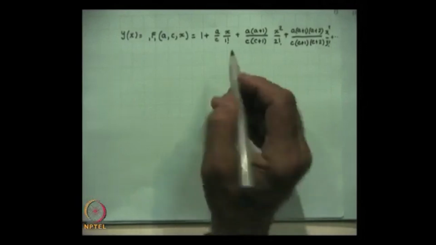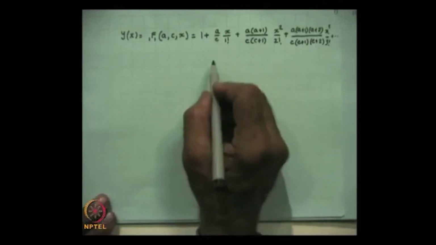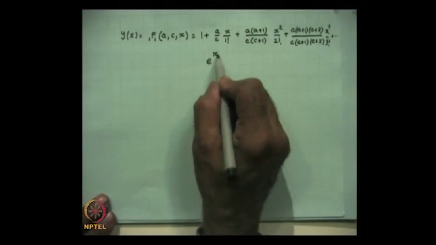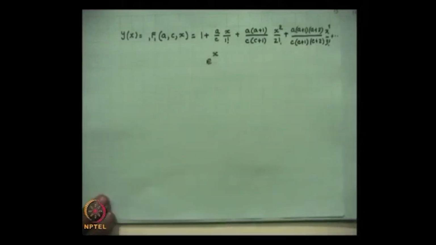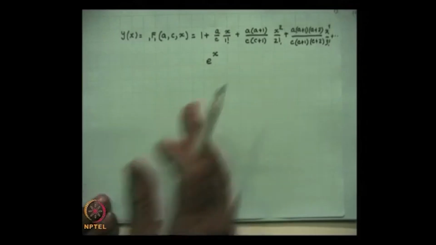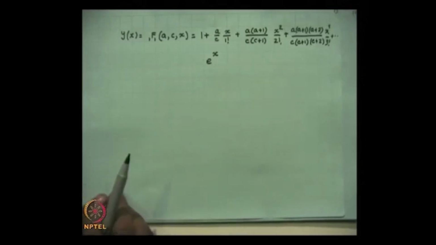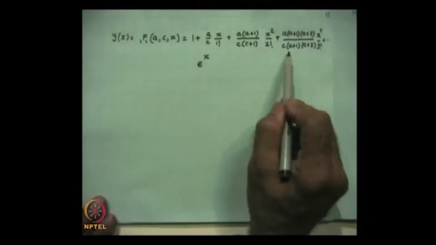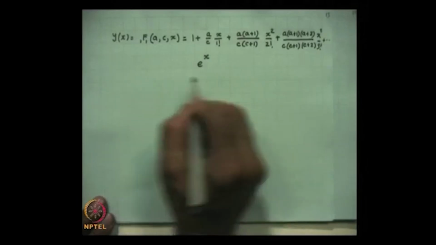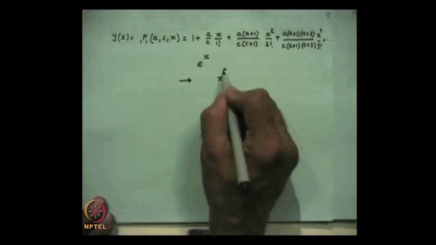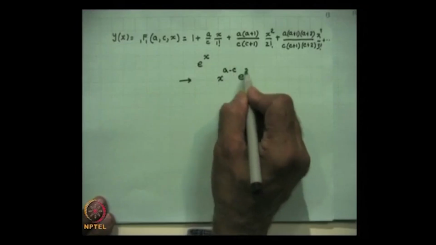Now, as I had discussed earlier, if a is equal to c, then this is just the series e to the power of x. So, although the infinite series is convergent, it blows up at infinity as e to the power of x. I repeat, although this infinite series is convergent, it converges to a very large value for large values of x. In fact, the asymptotic form of F1c is x to the power of a minus c into e to the power of x.